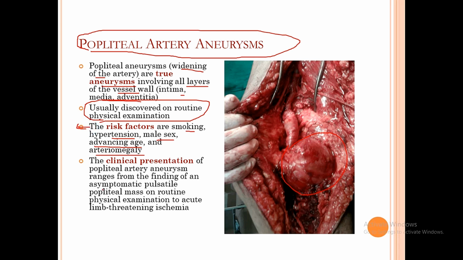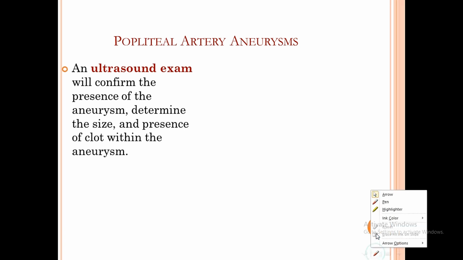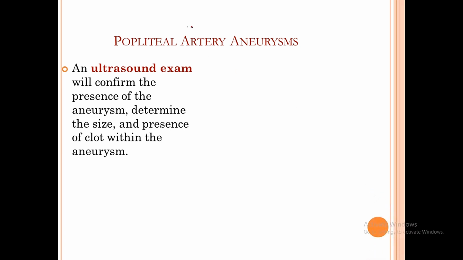Clinical presentation, you will find an asymptomatic pulsatile mass that can be felt on the popliteal fossa during the routine examination, and sometimes it leads to acute limb-threatening ischemia. So usually popliteal artery aneurysm can be confirmed by using an ultrasonic examination for its size and the presence of the clot.